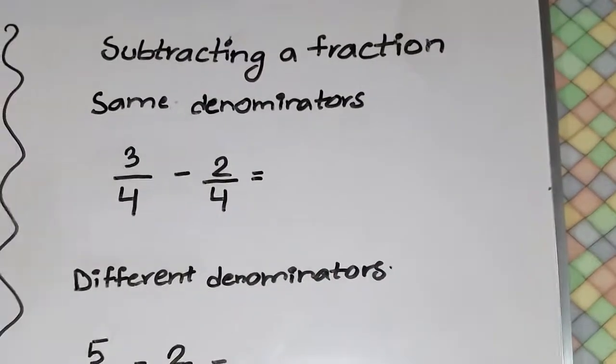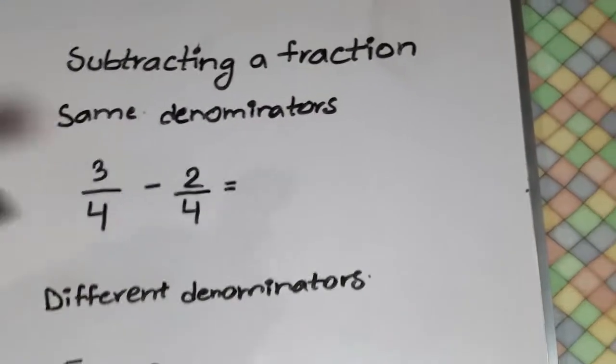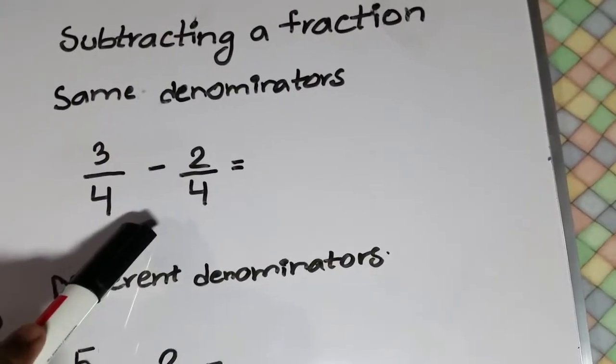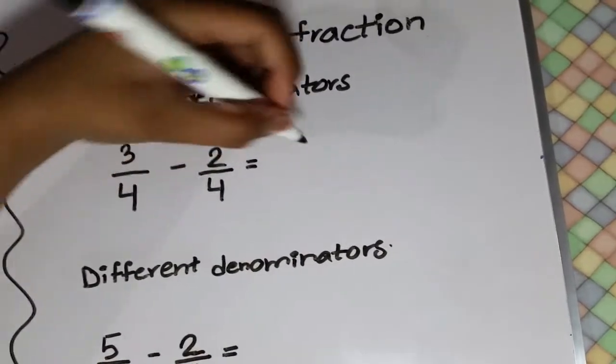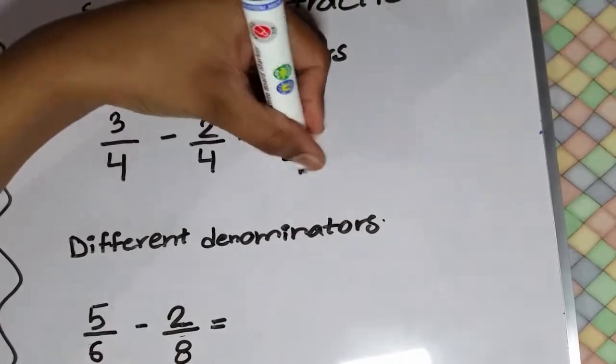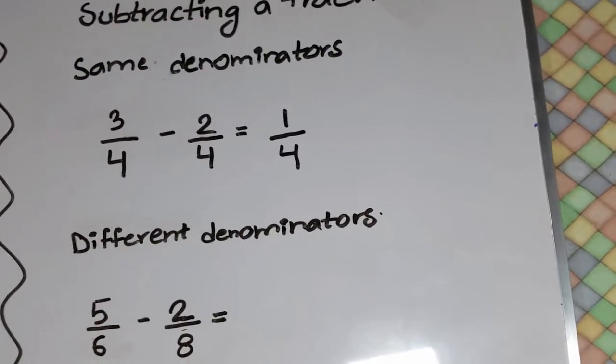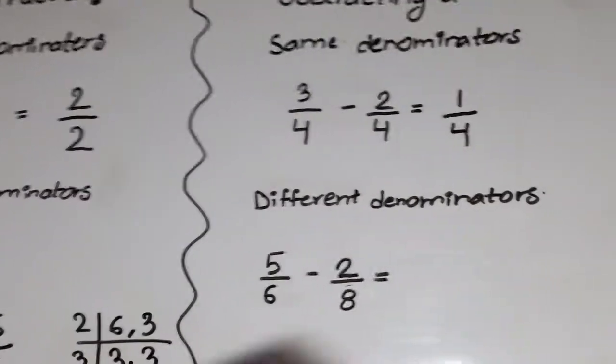Now when we are subtracting a fraction, it's the same as adding a fraction, but we are just subtracting. So if the denominators are the same, we are going to just subtract the numerators. Like 3 minus 2 is 1, and the denominator is 4. So it's just like this, we just need to subtract. But when the denominators are not the same, we are going to take the LCM.